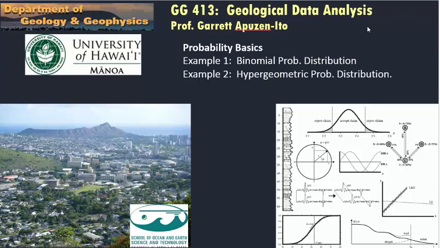Now I'd like to run you through a couple of examples. The first example we're going to look at is an application of the binomial probability distribution, and the second for the hypergeometric probability distribution.